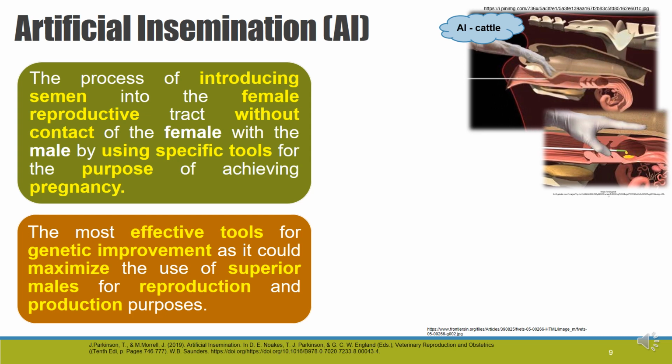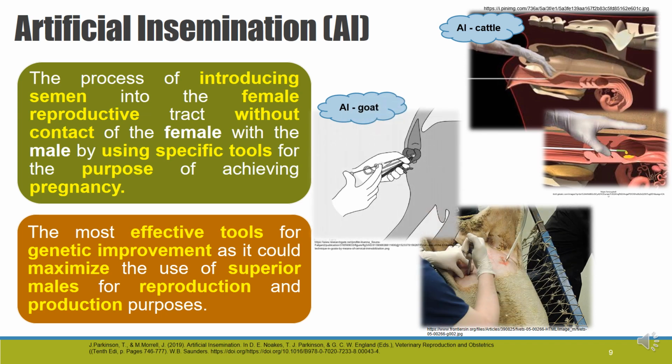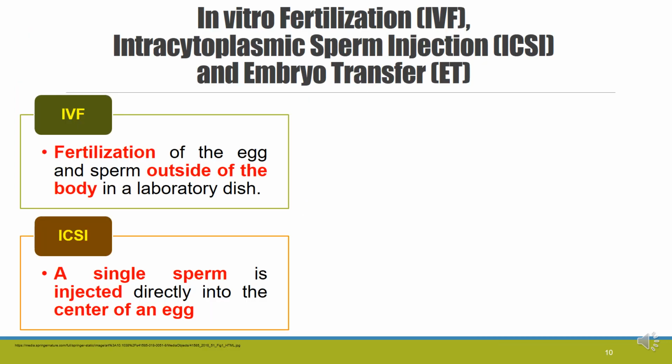As you can see in this figure, this is AI in cattle. The inseminator deposits semen into the body of uterus by using AI gun. While in goat, the inseminator also deposits semen into the body of uterus by using AI gun and also with the help of speculum. Sometimes in small ruminant, laparoscopic AI is also being used for AI program.